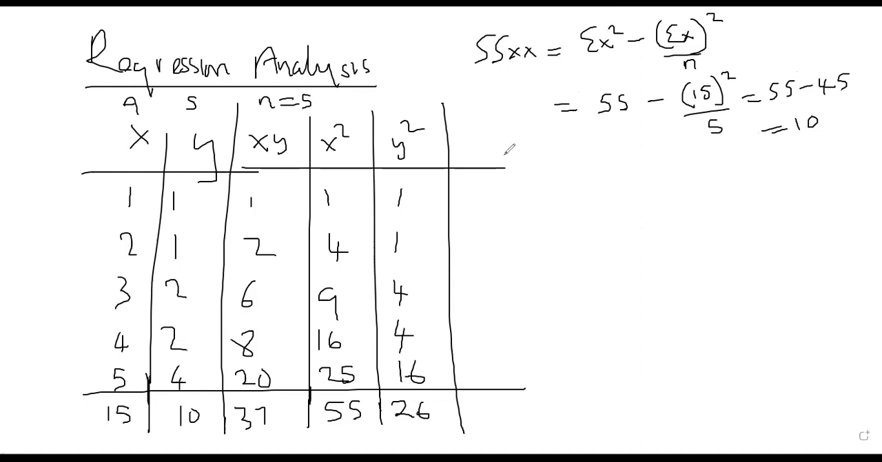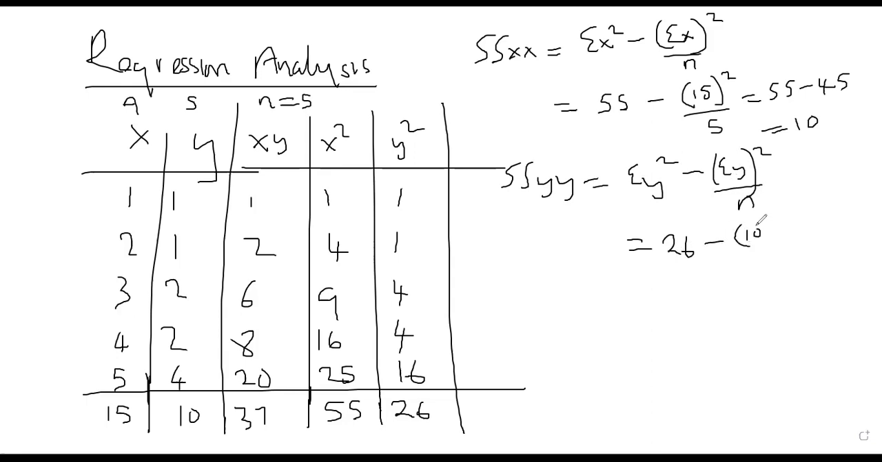Okay, then we go to SSYY. We just put y's alone. Summation of y squared minus summation of y to the power 2 over n. So what is our y? 26. What is y, small y? 10 squared over 5. So here this is 26 minus 20. What do we get? 6, all right?